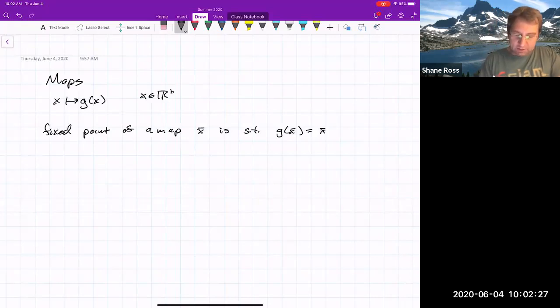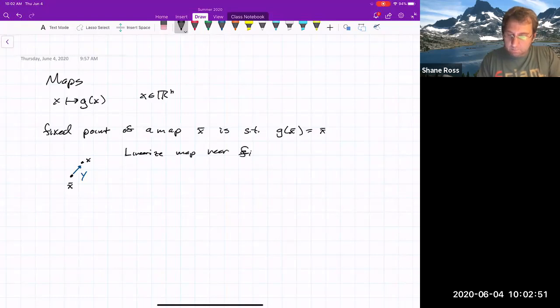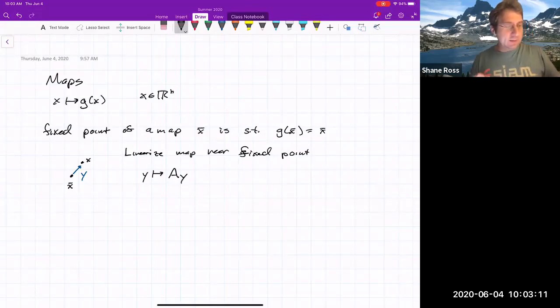And if you have a situation like that, then if you have X bar, you would look at nearby points. And just like before, we would look at the displacement vector. And if you linearize the map near the fixed point, you get, to leading order, just like before, a Taylor series expansion of the map near the fixed point, an n by n matrix A. So A is a constant n by n matrix.